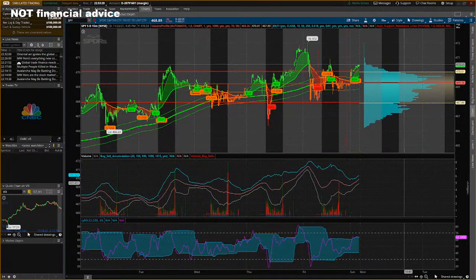On the right, you have your volume shelves in order to understand where you have support or where you don't anymore. Basically where it thins out and people aren't participating, the liquidity is drying up.